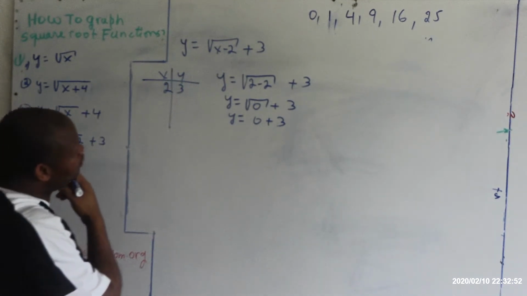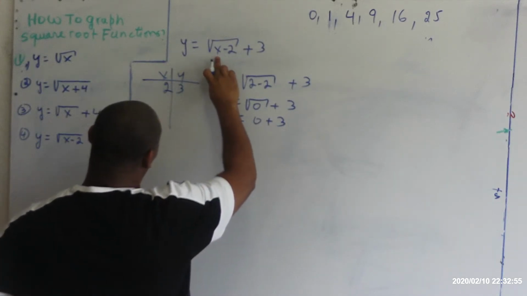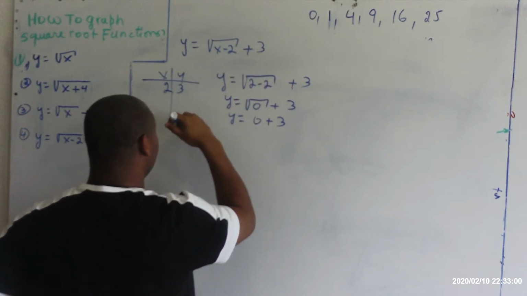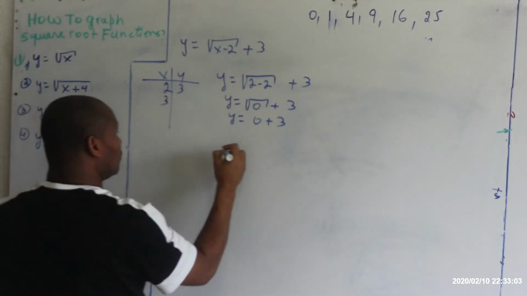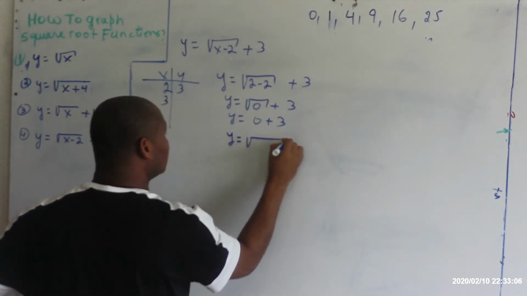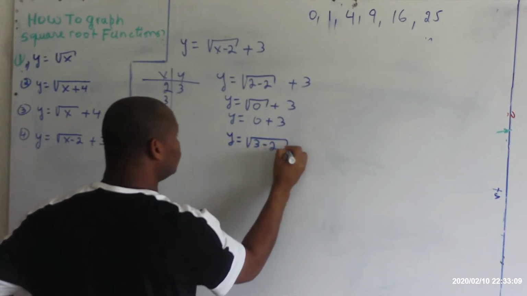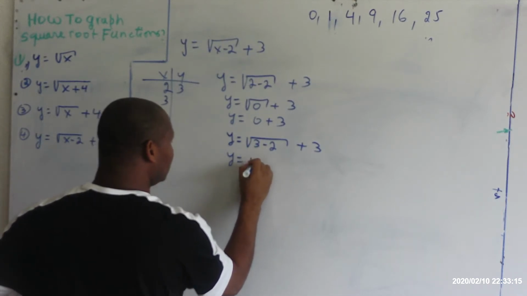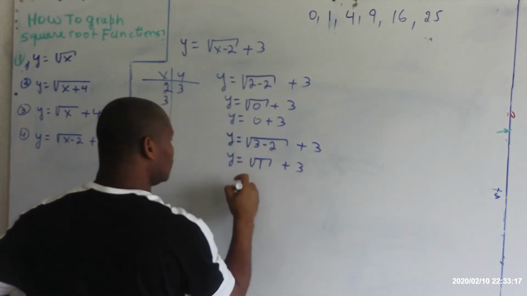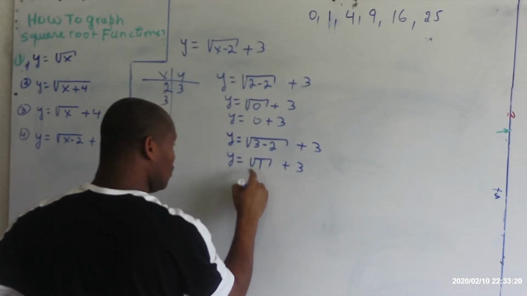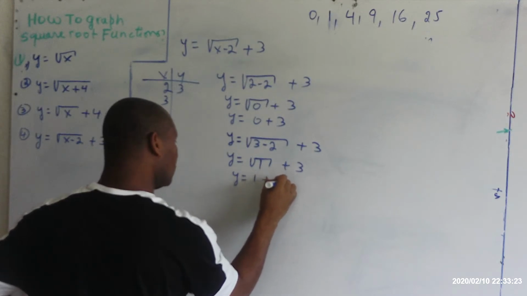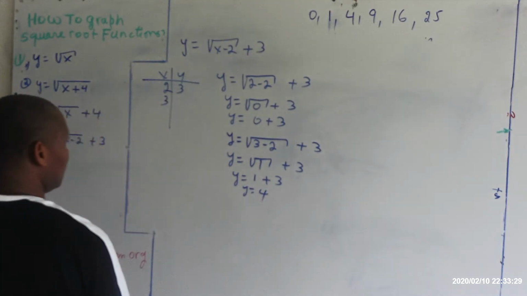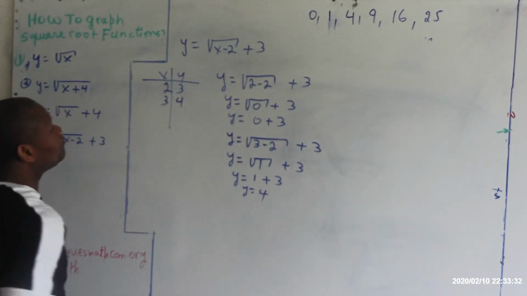Let's see what number we can plot. Okay, we can plot 3, because 3 minus 2 will be 1. The square root of 1 will be 1, plus 3. Okay, let's plot 3. So, it's going to be 3 minus 2 plus 3. 3 minus 2 is 1, the square root of 1 will be 1, and 1 plus 3 is going to be 4. Perfect.